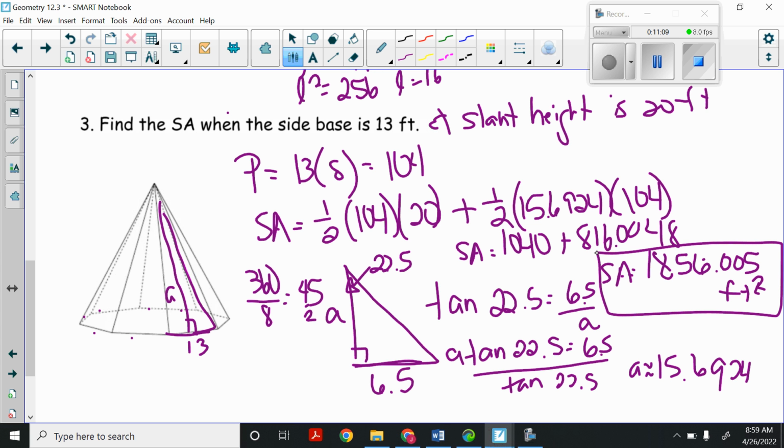So still finding the apothem the exact same way that we did in chapter 11 and that we have done in our other lessons here.